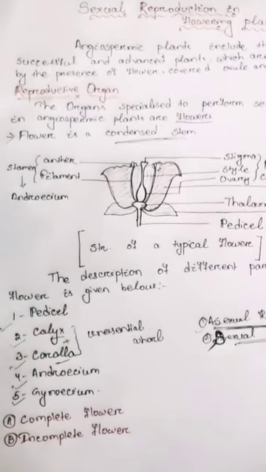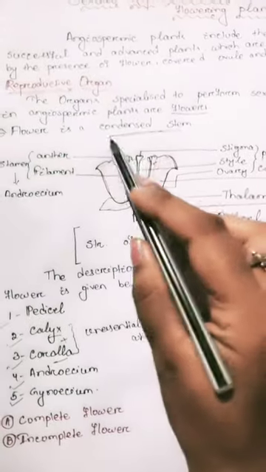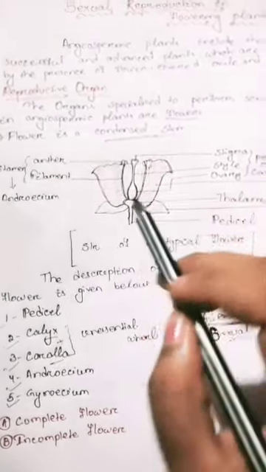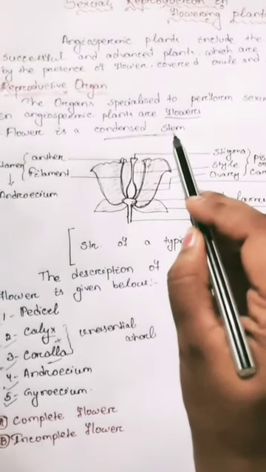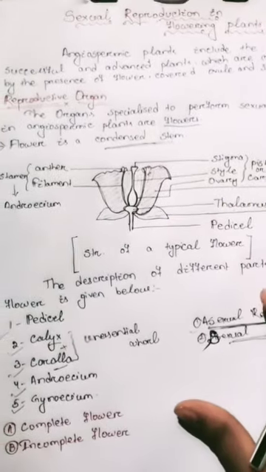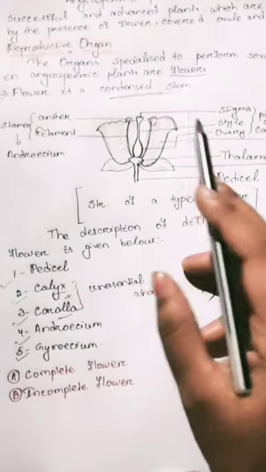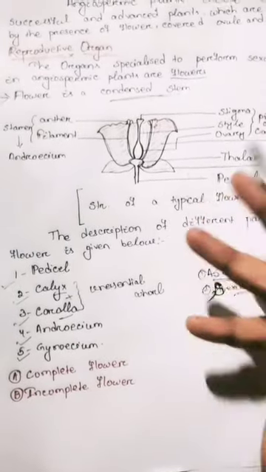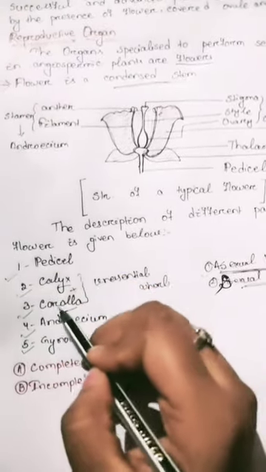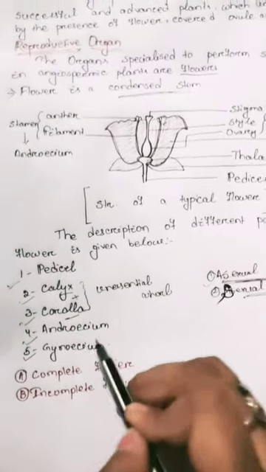And a flower is nothing but a condensed stem, or modified stem. And a typical angiospermic flower consists of basically 4 different whorls, that is calyx, corolla, androecium and gynoecium.